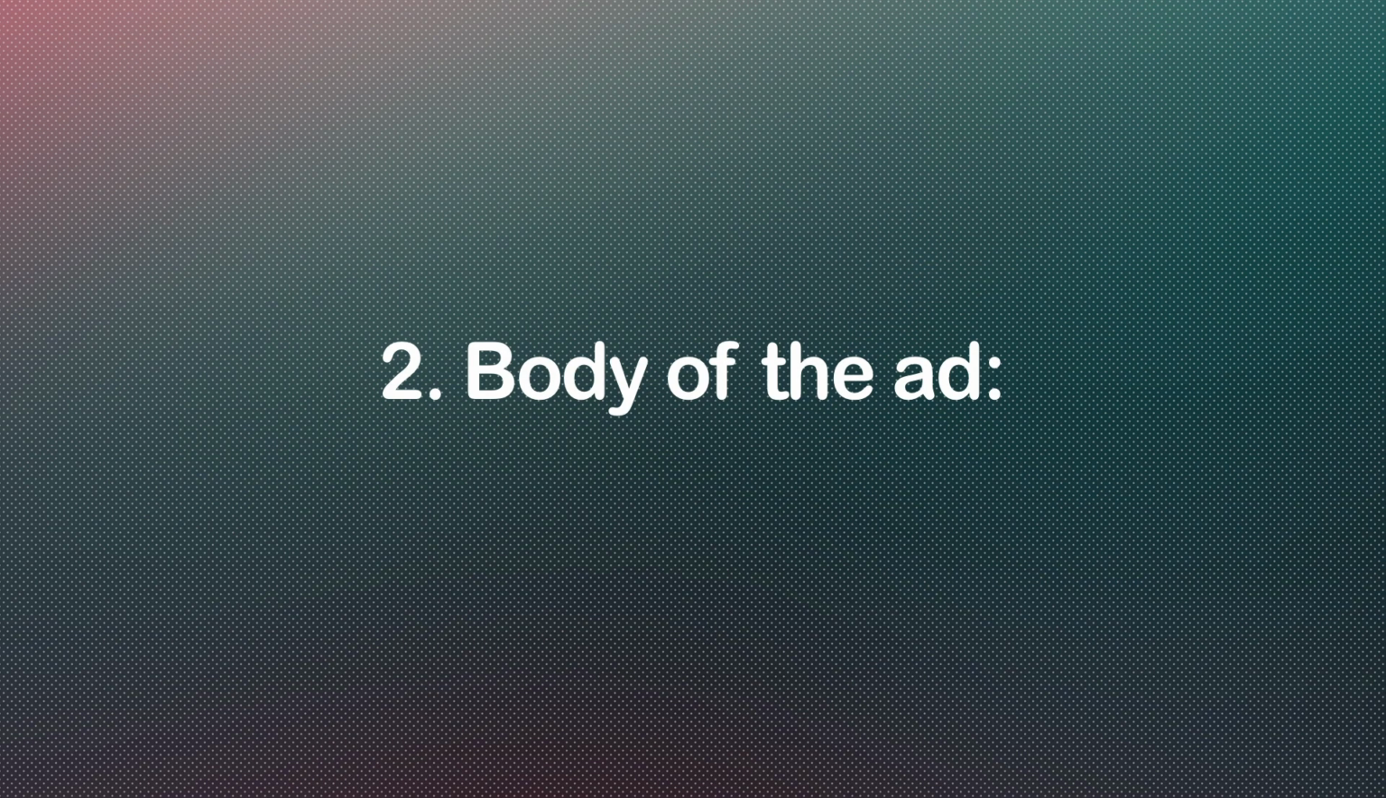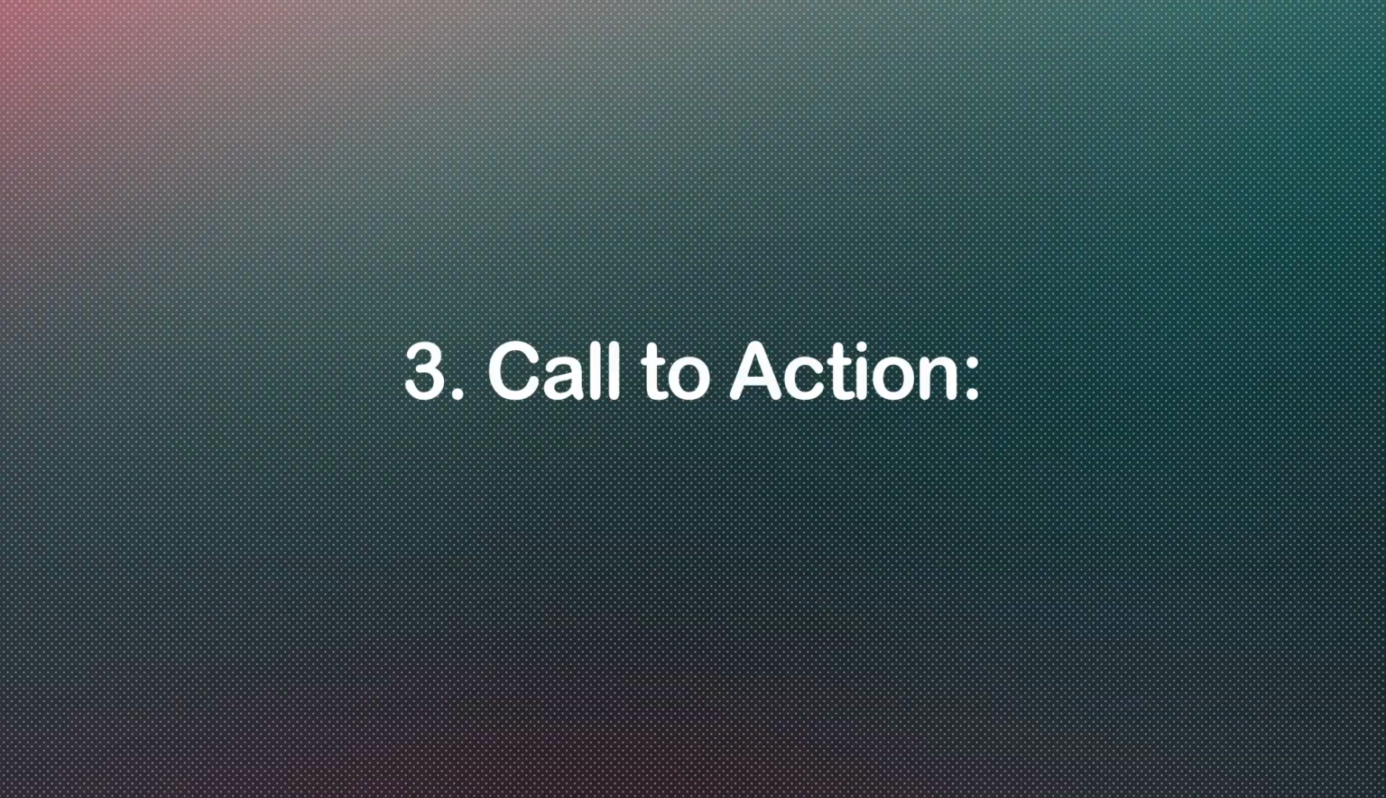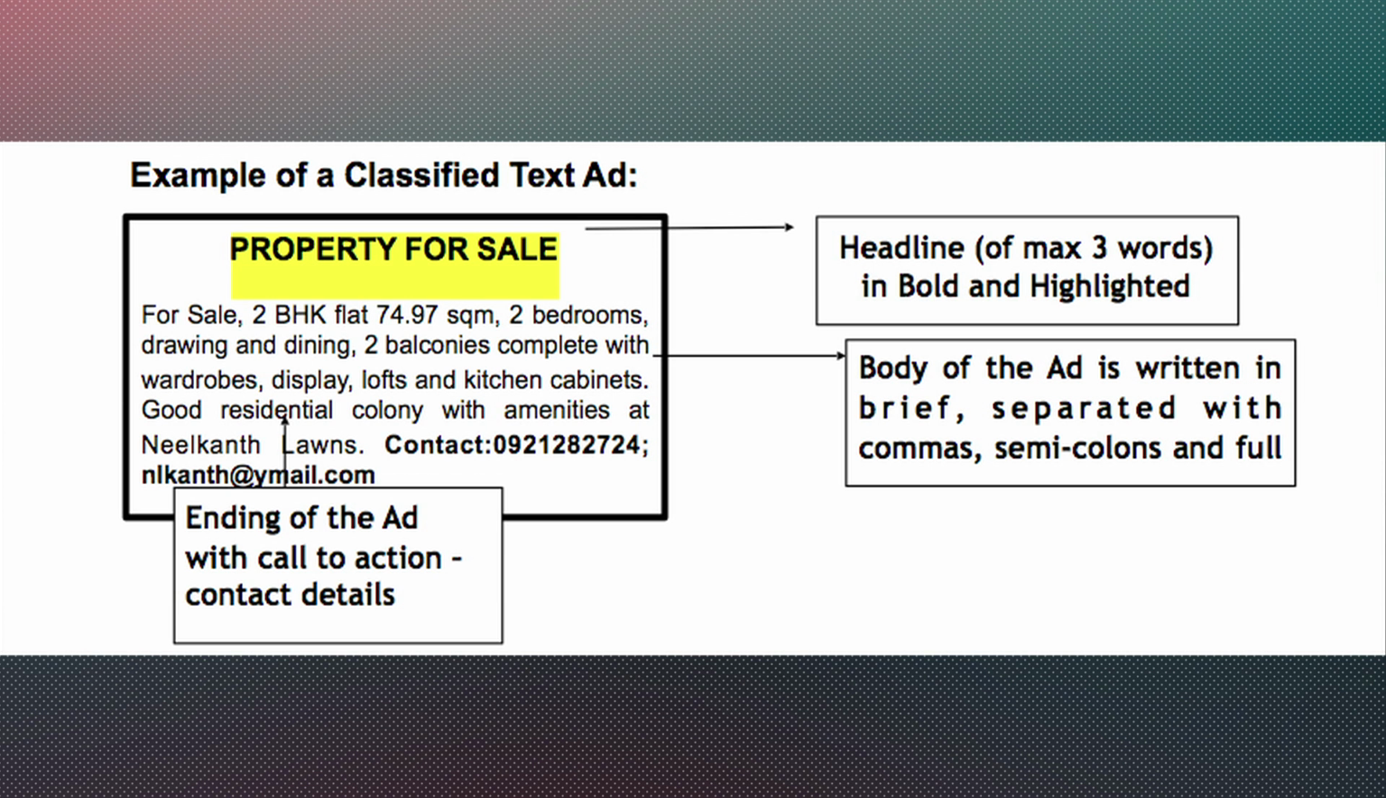Second, the body of the ad has to contain all the important information in brief with the correct use of punctuation. Remember, every word is charged for, so writing the body copy has to make judicious use of words. Write product benefits alongside the features by separating them using comma and semicolon. The ad body is written in simple, short, objective and concise language. Third, call to action. Give the contact details, phone number, email address, residential address where the reader can make contact after reading the ad. Example of a classified text ad.